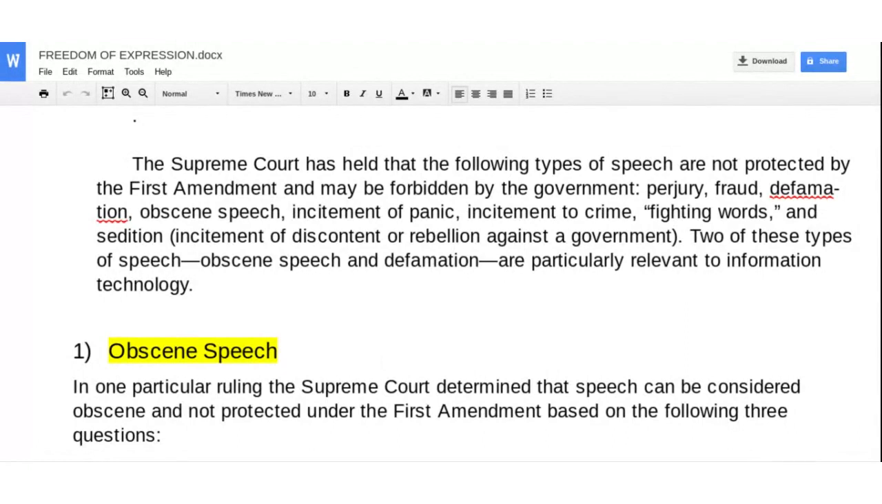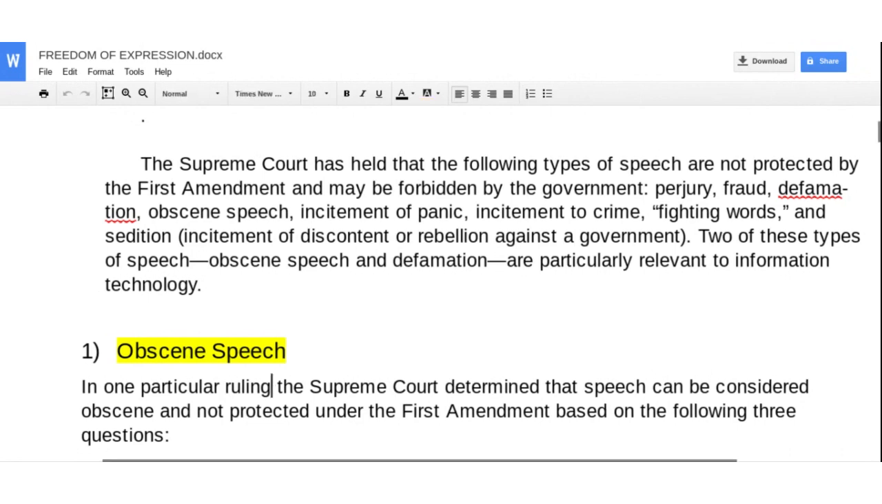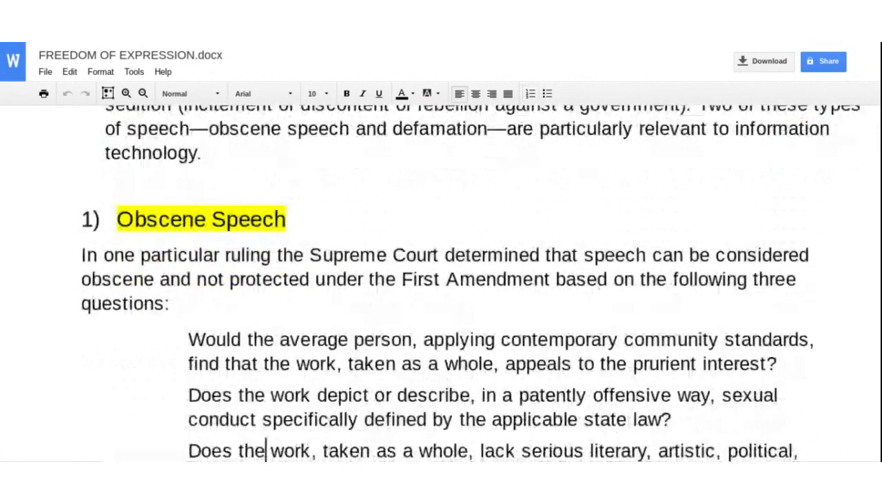But yes, the list says that some of the types of speech that are not protected include perjury, fraud, defamation, obscene speech, incitement of panic, incitement to crime, fighting words, and sedition, which is incitement of discontent or rebellion against a government. Two of these types of speech, obscene speech and defamation, are particularly relevant to IT. These are important when we consider IT. Obscene speech is discussed here a bit. Let me not take too much time detailing this, but at least we know what we would call obscene speech.